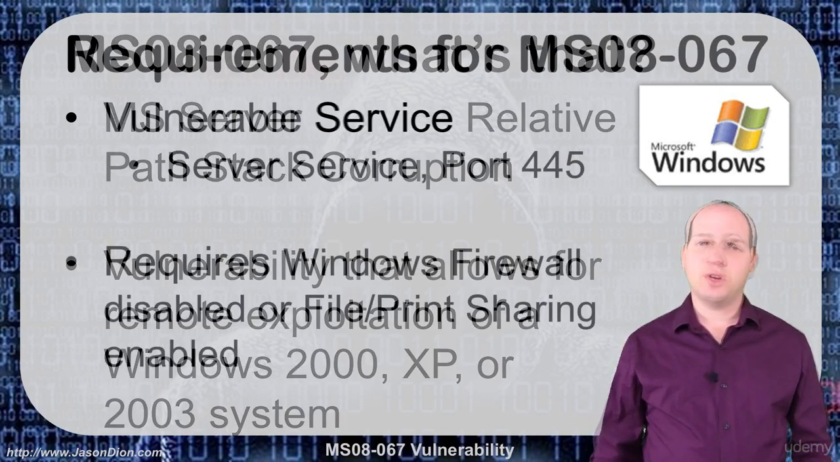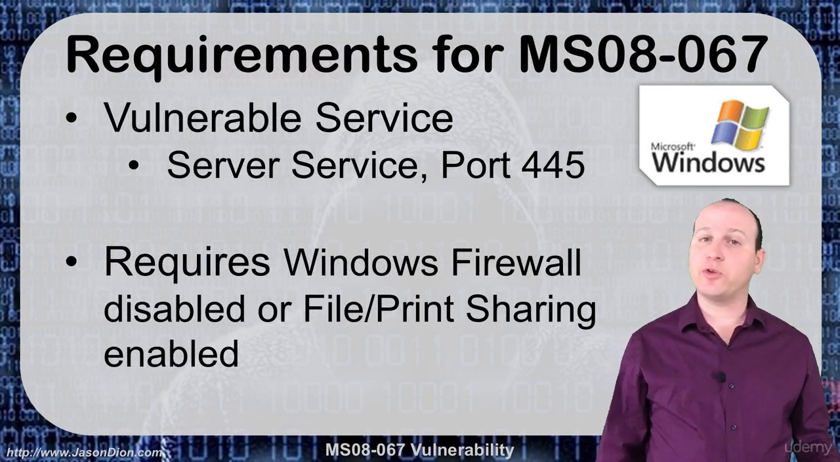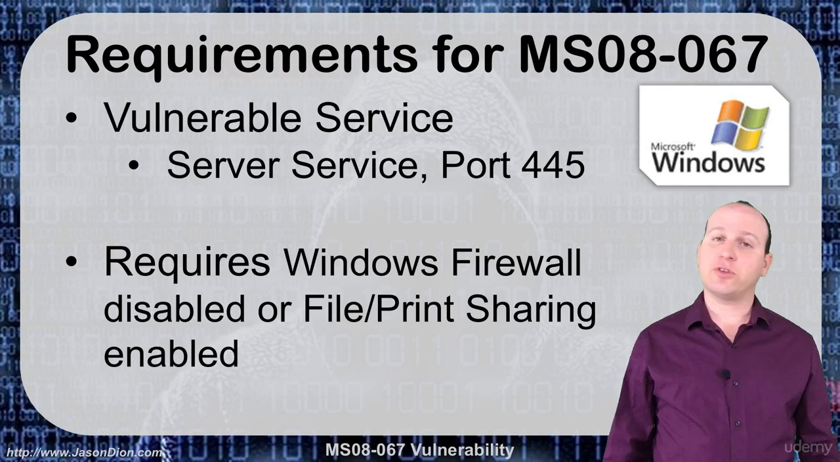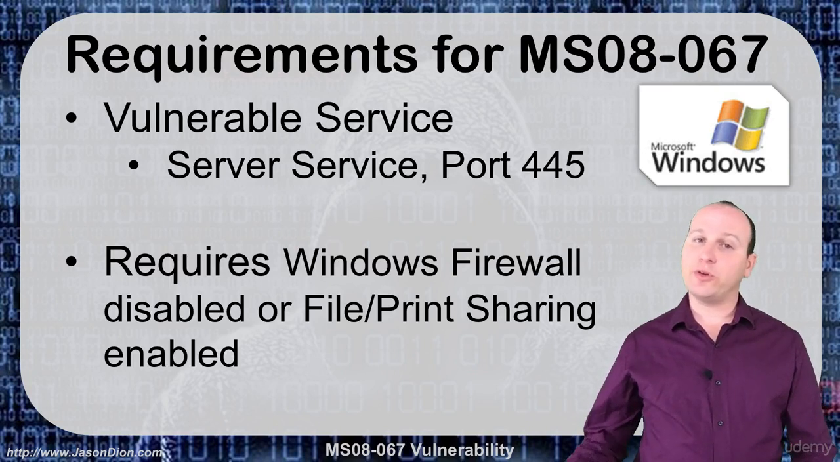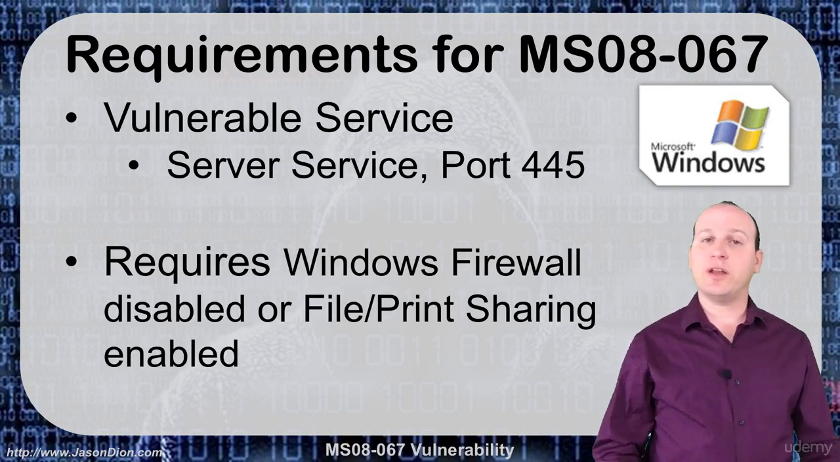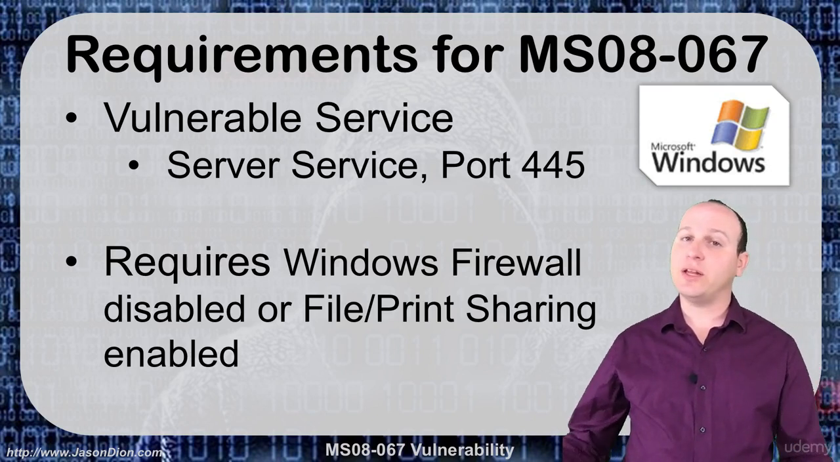So what are the requirements for MS08-067 to work? Well, you have to have a vulnerable service. In this case, the server service is on port 445. That's why I said you have to have file sharing enabled for this to work. When we set up our lab before for our Windows XP vulnerable box, we enabled printer and file sharing. That is so that this vulnerability will work and we can attack it.